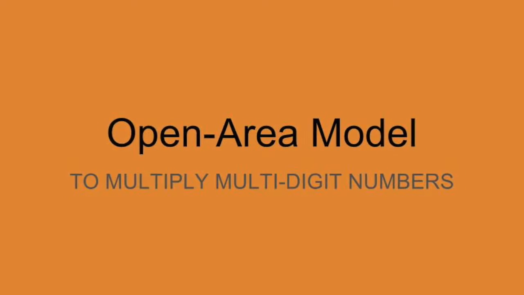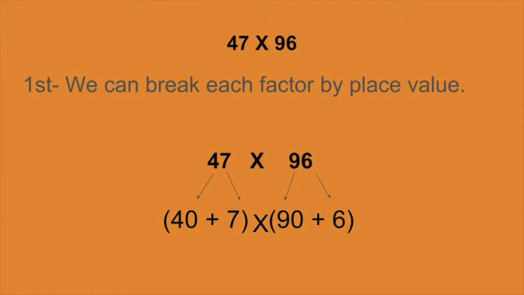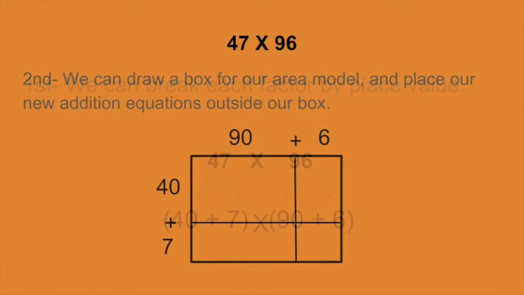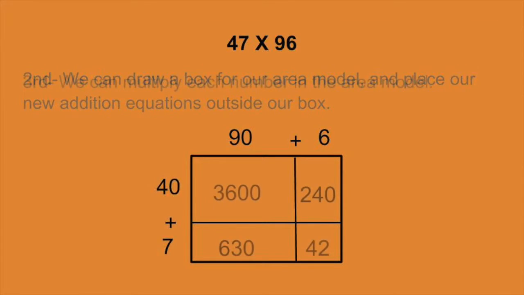Now let's look at the open area model. Let's begin the open area model by breaking each factor by place value. 47 can be broken into 40 plus 7, and 96 can be broken into 90 plus 6. Next, we can draw a box for our area model and place our new addition equations outside our box.